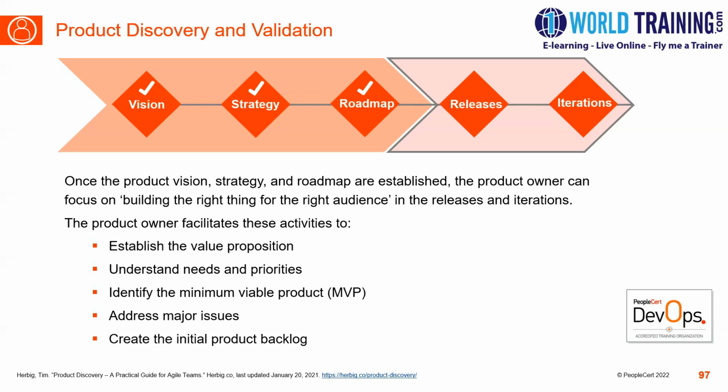He basically ensures that the product should be created initially with minimum viable product kind of features, and then over a period of time it can be enhanced with additional things. There should be a need for addressing any major issues which come up as part of the product roadmap, and he should also be responsible for creating the initial product backlog items along with the Scrum team members. So these are the important aspects of the product discovery and validation phases, wherein the product owner plays a very critical role working along with the key stakeholders.